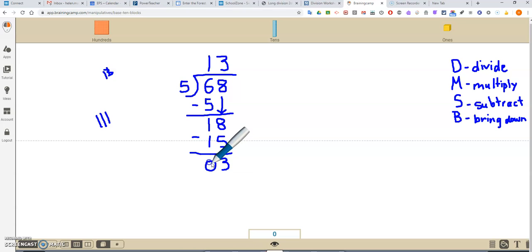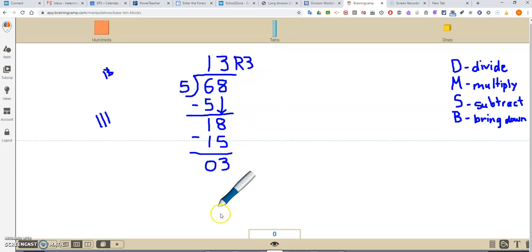So if we actually still had base 10 blocks, I would have 3 units left, and I have nothing left to bring down, no more digits left to bring down, so I'm finished. So my 3, remember, is a remainder of 3. So 68 candies, 5 kids, each kid gets 13 candies, and I have a remainder of 3.